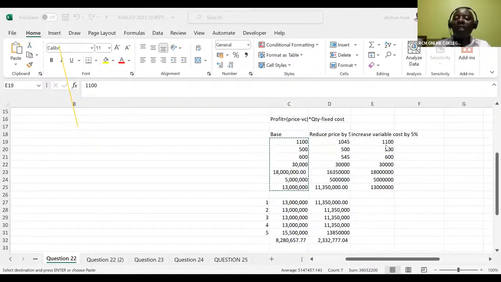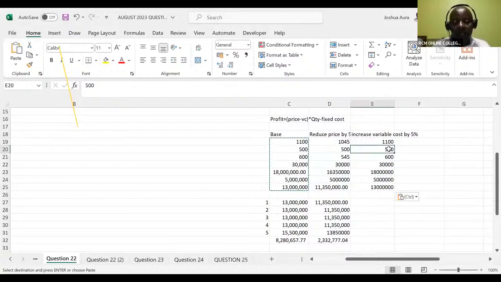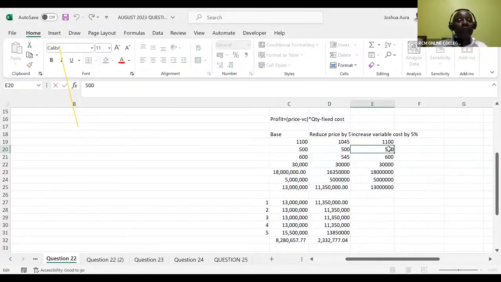Because what Marion is telling me is that, Mwalimu, all these things will remain as they were in the base period, but variable cost is the one that is going to change. And I can see my variable cost is this 500. So I'll put this cursor of mine on this 500, and then I bring back the 500 to live. So I say F2 like that. Of course I can go ahead and increase this by saying times 1.05.